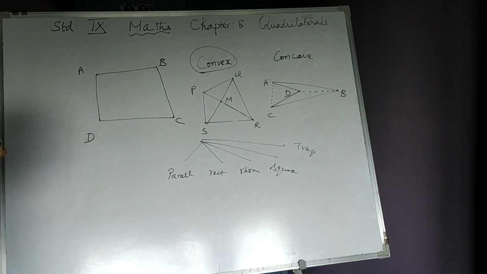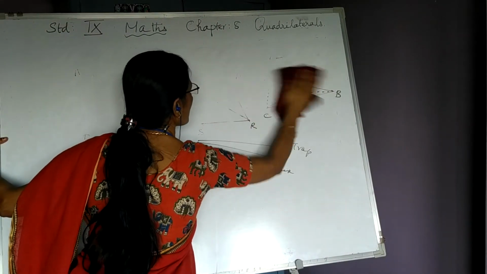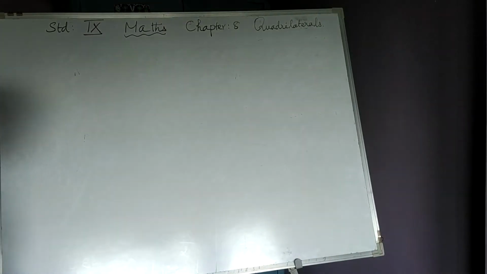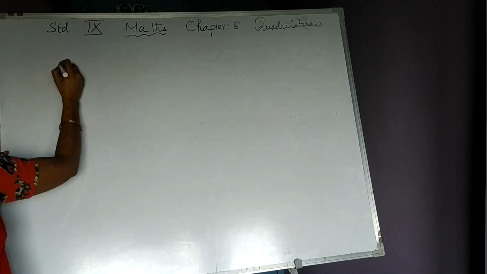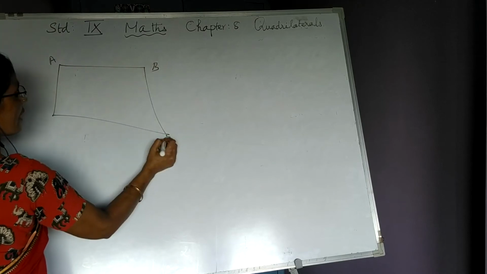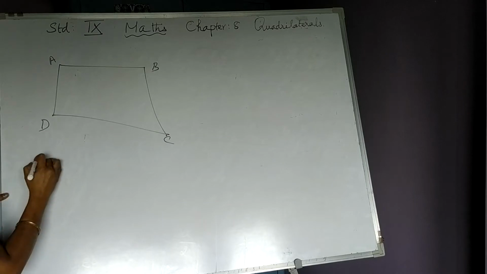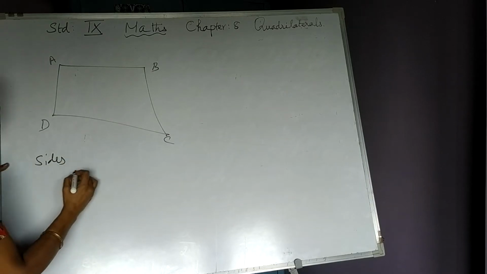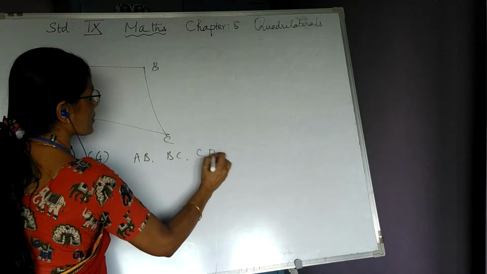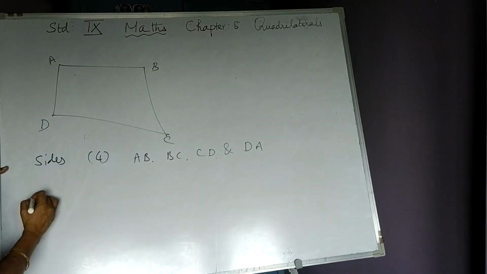Now in a quadrilateral, let us understand how many sides are there, how many angles, how many vertices, and how many diagonals. So ABCD is a quadrilateral. Which are the sides of the quadrilateral? How many sides are there? There are 4 sides. Which are the sides? AB, BC, CD, and DA. These are the 4 sides of the quadrilateral.